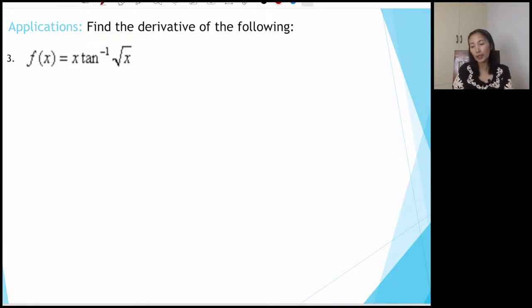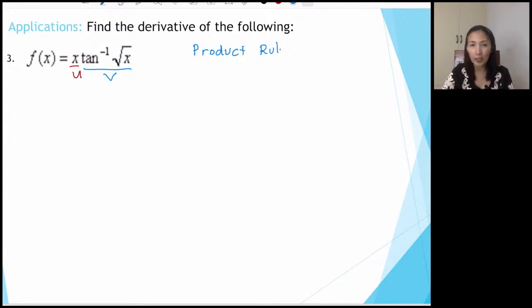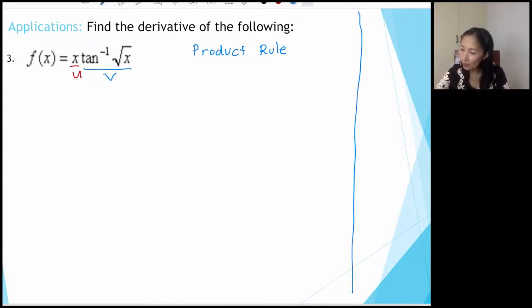Okay, now looking at the given, the function is a product of x and arctangent of the square root of x. So in here, we have to employ our product rule. Okay, product rule. Again, let's recall. Let me write on this side so that we can easily follow.